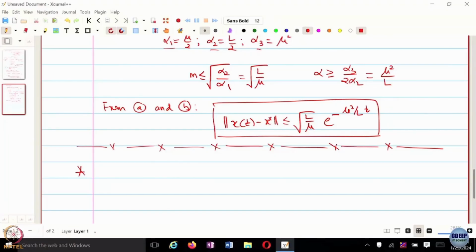Alright, so let's now assume a case. Assume f is convex and Hessian of f is strictly positive definite. What does this imply? Strict convexity, right?